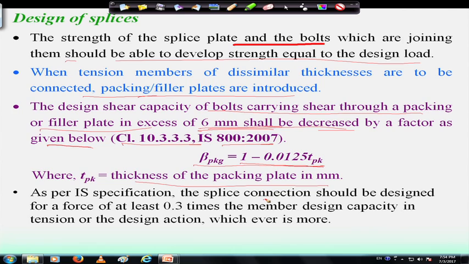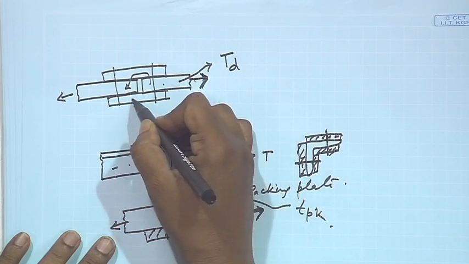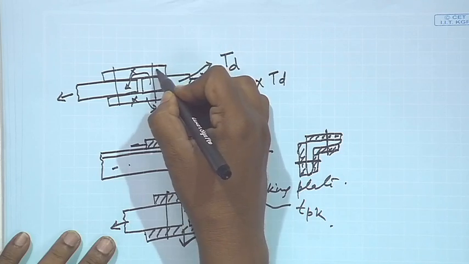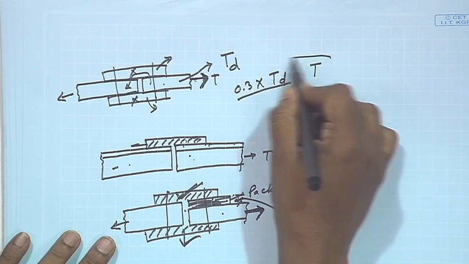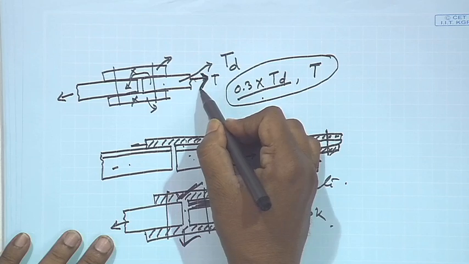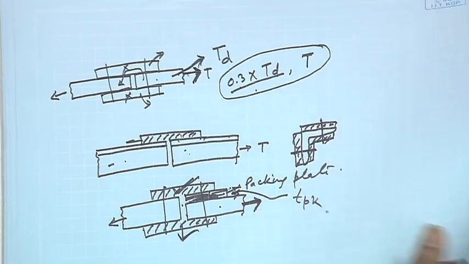And as per IS specification, the splice connection should be designed for a force of at least 0.3 times the member design capacity in tension or design action, whichever is more. That means, if I draw once again, say for example, if the tension capacity of this plate is TD, then this plate should be able to carry 0.3 times TD. These two splices should be able to carry at least 0.3 TD or the force whatever is coming, that means whichever is greater. So, design has to be done on the basis of the greater value of the force acting on the member or 0.3 into the design strength of the member, whichever is greater.